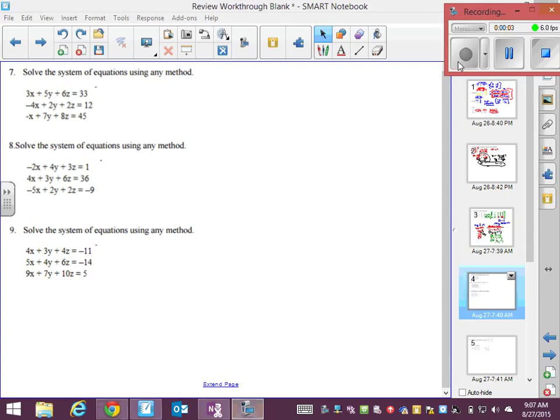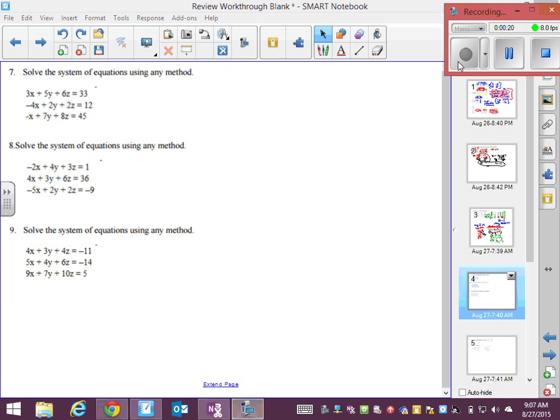Problems 7, 8, and 9 are going to allow us to solve these systems any way we want. And the fastest way, or the best way I know of, is to use some kind of calculator to do it. I don't want to have to show all my work. So I'm going to start with number 8. I know 7 does something kind of strange, so I'm going to start with number 8.